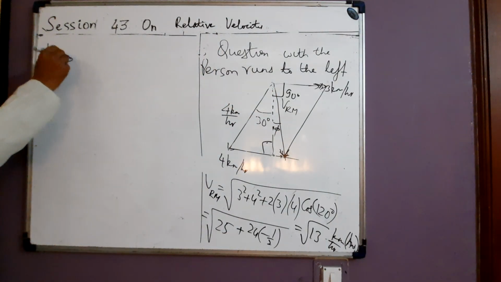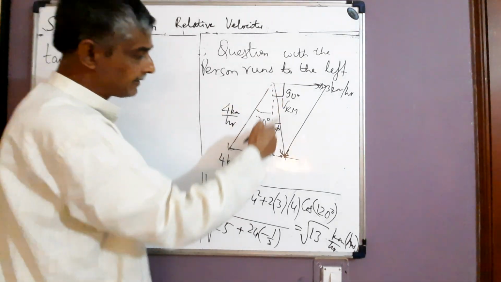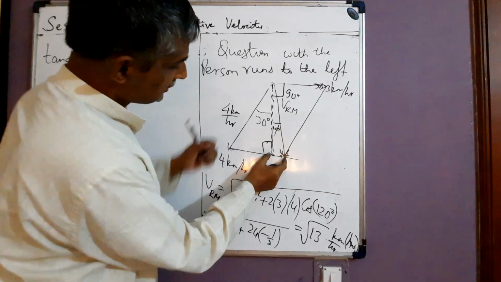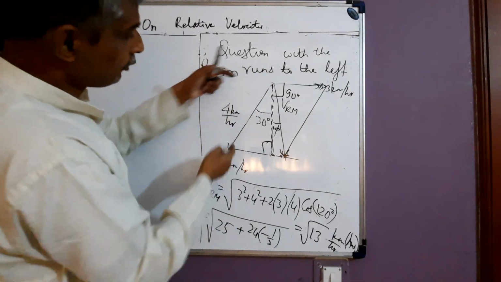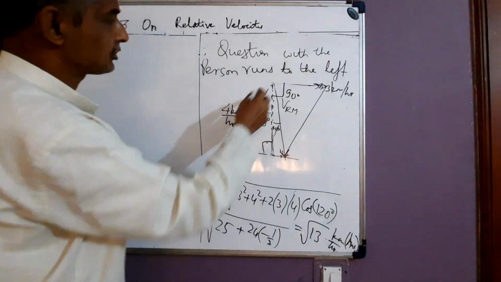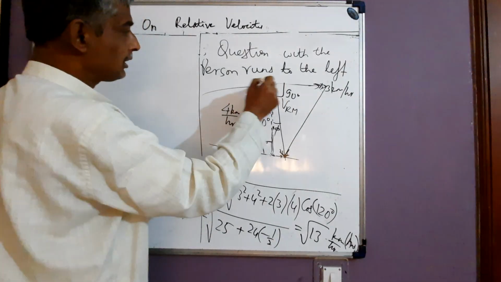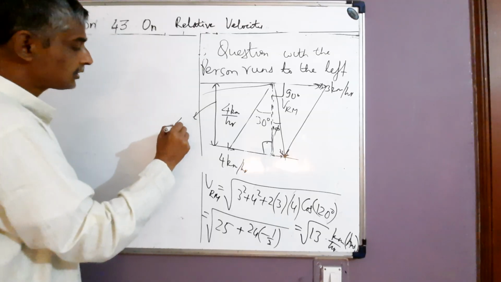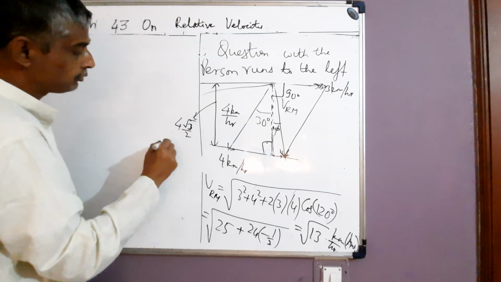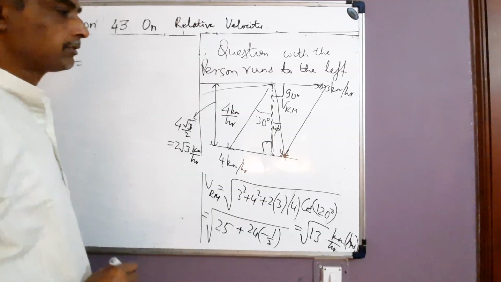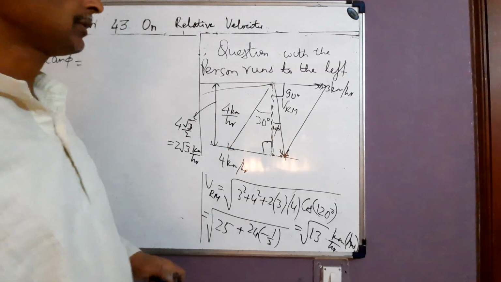So tan phi is just equal to, see, this is a right angle triangle. See this right angle triangle, okay? Tan phi becomes this by this. Now this is 4, this is 30 degrees. So in this right angle triangle, this side will be how much? This side will be equal to 4 cos 30 degree, 4 root 3 by 2, 2 root 3 kilometer per hour. So this becomes 2 root 3 kilometer per hour.